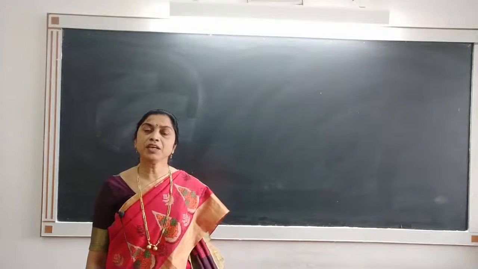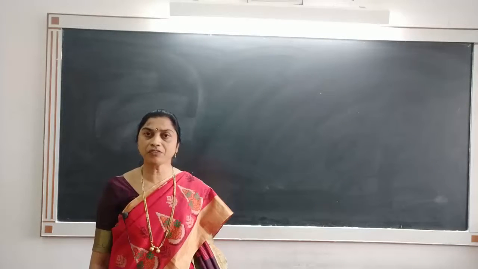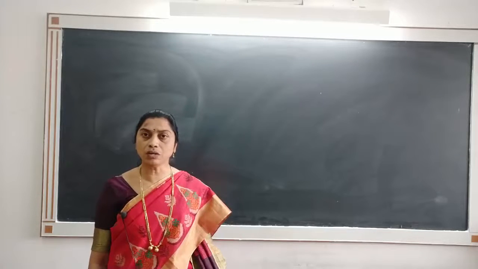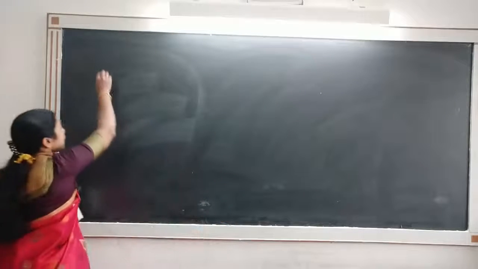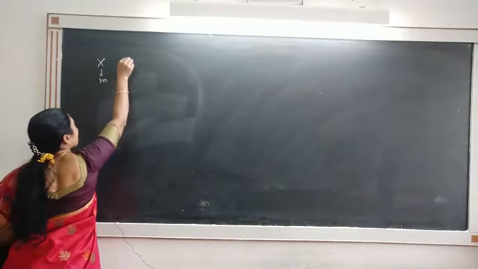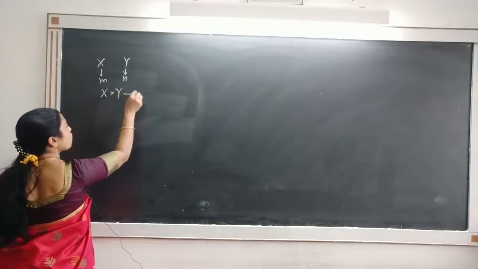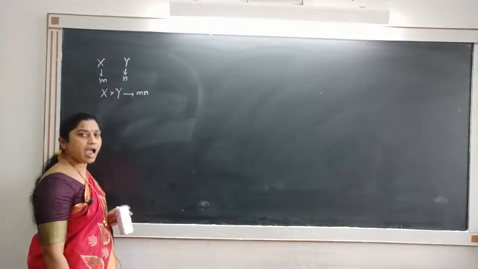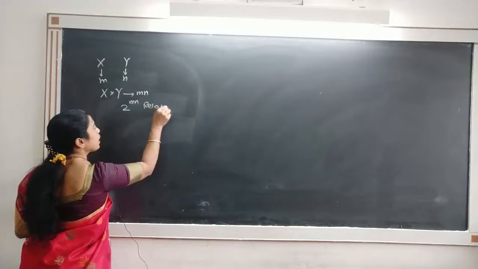Hello friends, in the previous lecture we have seen the concept of functions. We know that if x and y are non-empty sets, then a function f from x to y is a rule that assigns each element of x to a unique element of y. If x has m elements and y has n elements, we know that the Cartesian product x cross y has mn elements and there are 2 raised to mn relations from x to y.